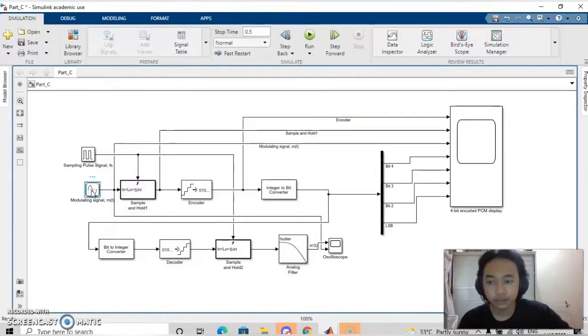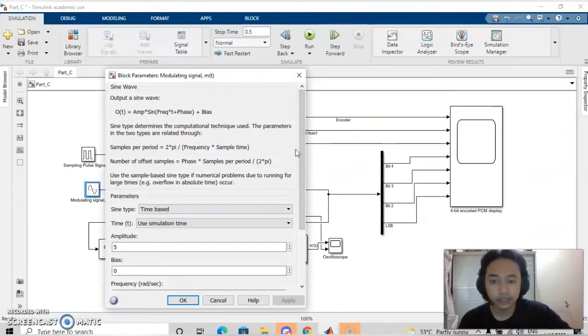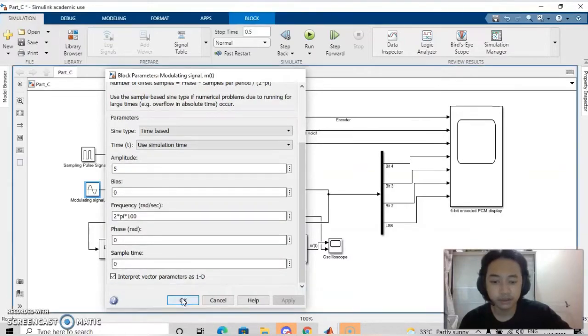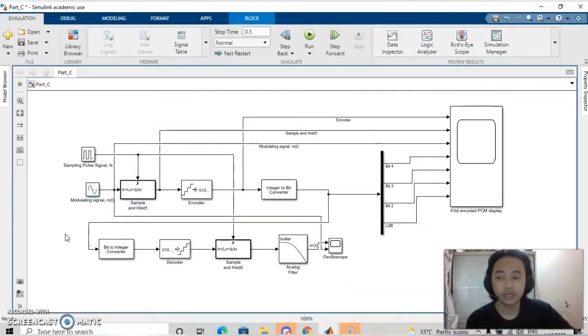For the modulating signal MT, the amplitude that we use is 5, and the bias is 0. The frequency is still the same, 2 times pi times 100 rad per second. The phase is 0 rad, and the sample time is 0. Now I'm going to show you the output for this 4-bit encoded PCM display. Before I show you, we need to run it first.